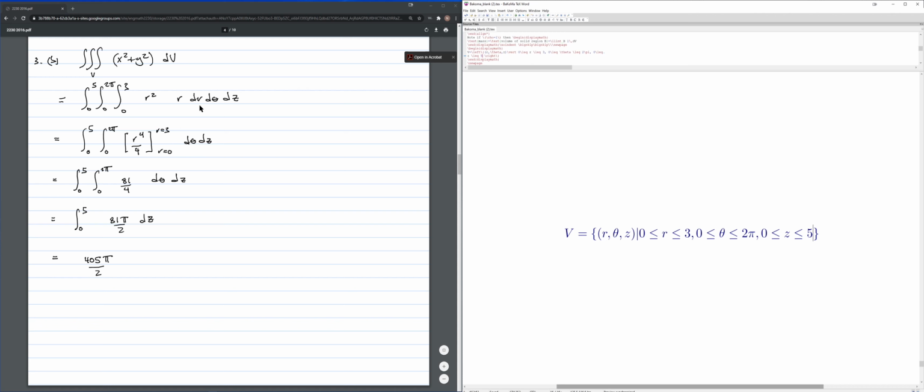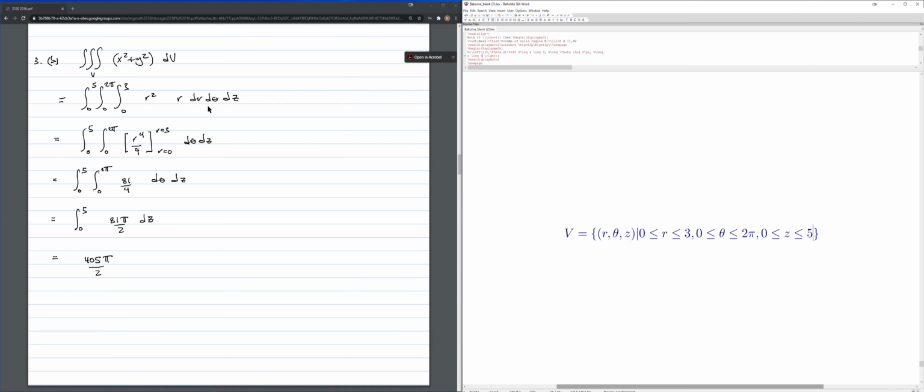Going from here to here, you're using the conversion formula. The x squared plus y squared converts to r squared, and you'd have an extra r. Now you integrate with respect to the variables in cylindrical coordinates, which would be r, theta, and z. If I decide to integrate with respect to r, theta, and z in that order, then I'd need the corresponding limits of integration here, which I wrote down.